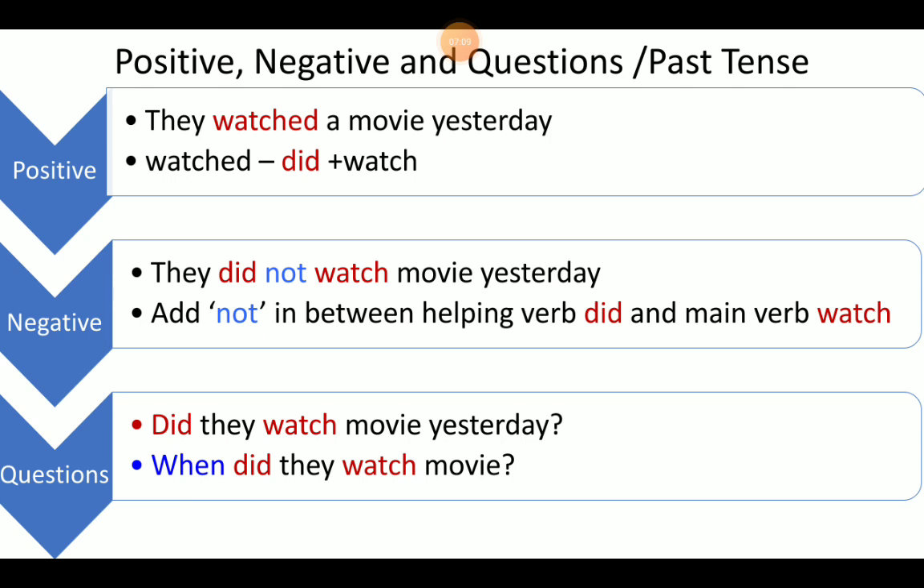Positive, negative and questions. How to write positive sentence, negative sentence and questions. They watched a movie yesterday. Here, see the main verb. Here the main verb is watched. How to split it? I have already drilled in the last class.